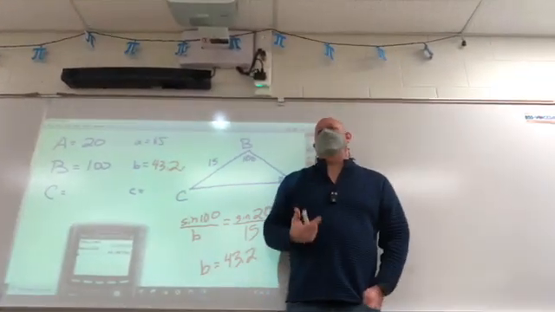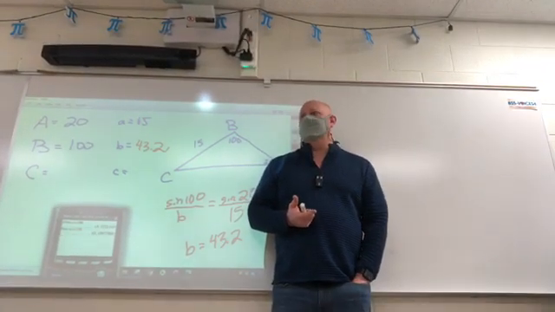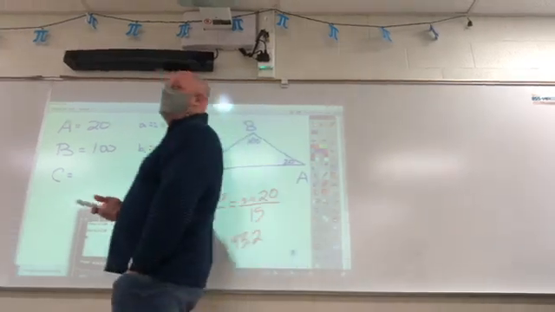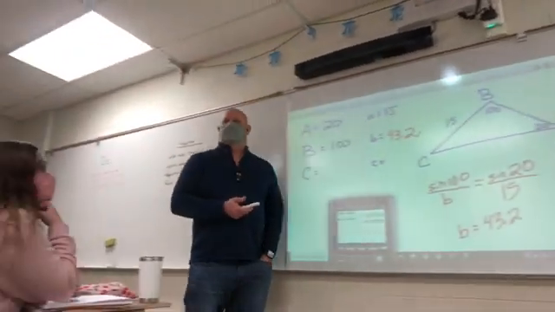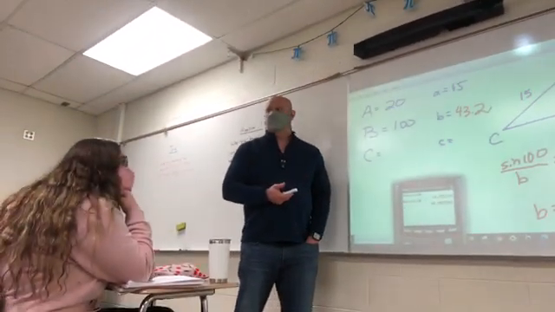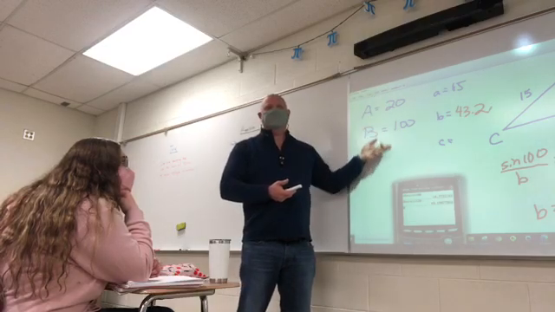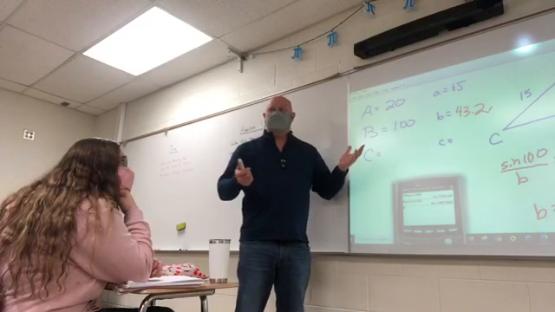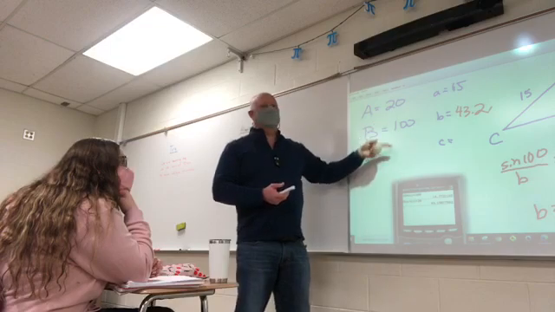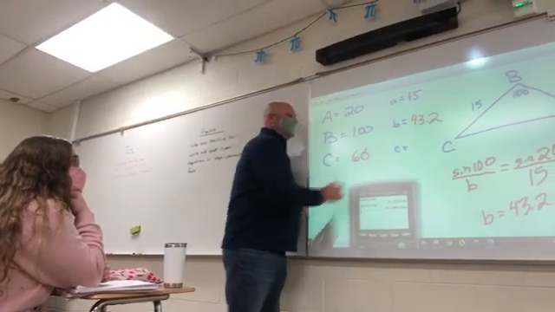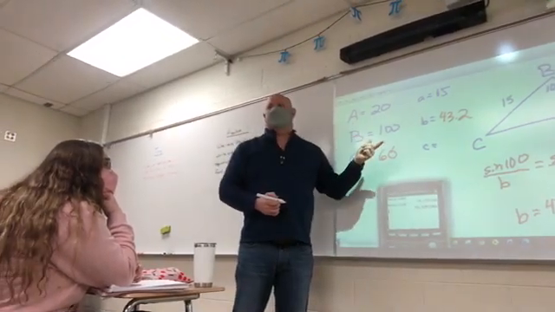Now, in order to find side C, I have to have angle C. Can I find angle C right now? How do you know it's 60? Don't all the angles still have to add up to 180 no matter what? So these add up to 120, so this has to be 60. So then how can I find side C?